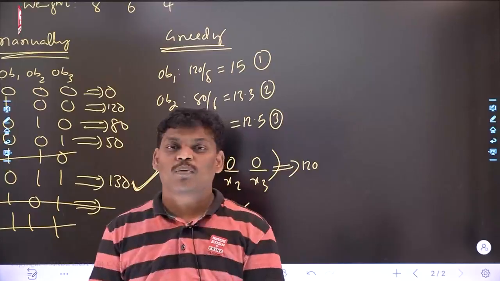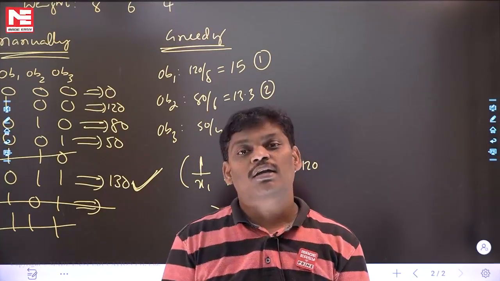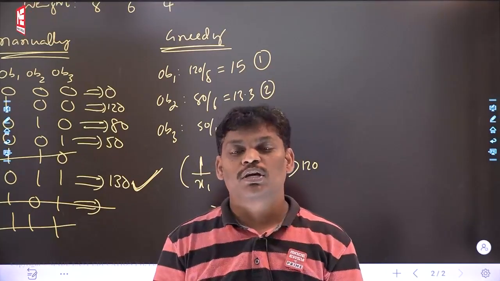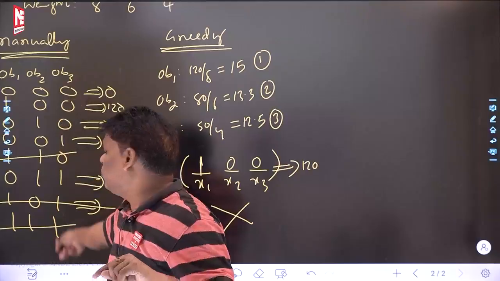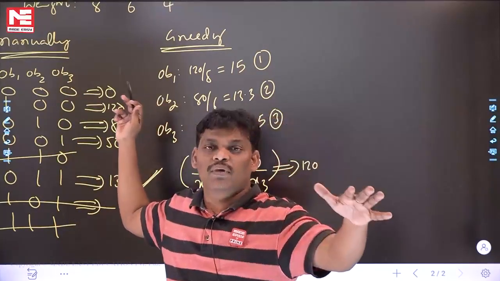0/1 knapsack problem: greedy cannot solve it. A shortcut cannot solve it. So we have to go to dynamic programming, which will cover all possibilities. Everyone knows dynamic programming is like brute force, until 97% the same, right?